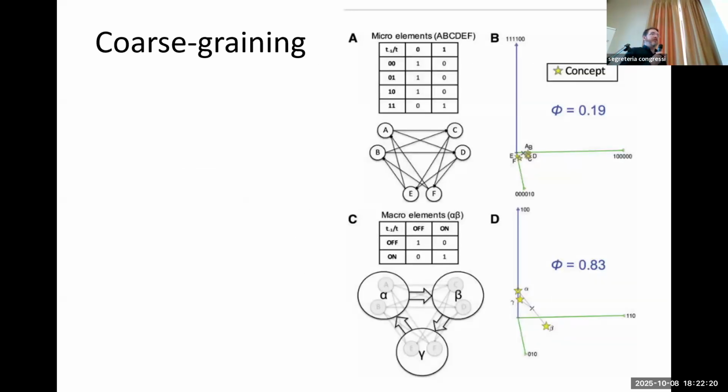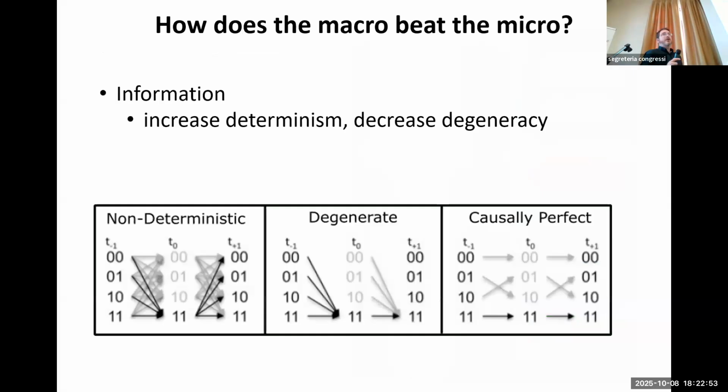Here's an example from Eric's 2016 paper, where we had three groups of units, A, B, C, D, and E, F, and they're pairwise doing the same thing. You can see by the connectivity structure that they have the same inputs and outputs. And then when we macro them into alpha, beta, and gamma, we find the corresponding increase in phi. And for those of you who have been in the IIT sphere for long enough, you'll recognize this is vintage 3.0 style visualization of this.